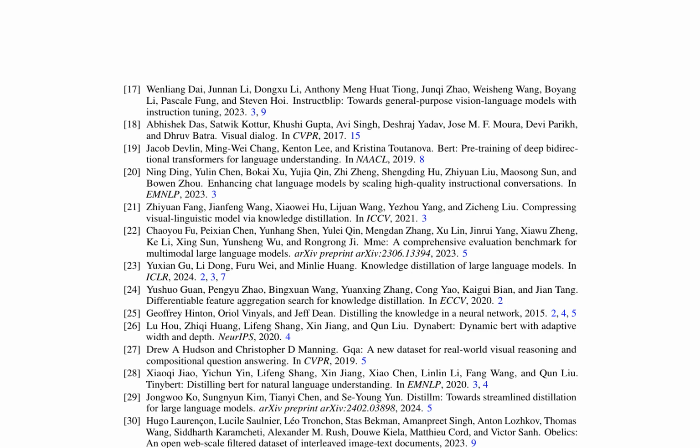The paper presents a comprehensive review of recent advancements in vision language models, focusing on the development of general-purpose models through instruction tuning. It highlights the importance of large language models and their potential applications in various domains. The authors discuss the challenges associated with these models, such as the need for efficient knowledge distillation and the importance of maintaining model performance while reducing complexity.